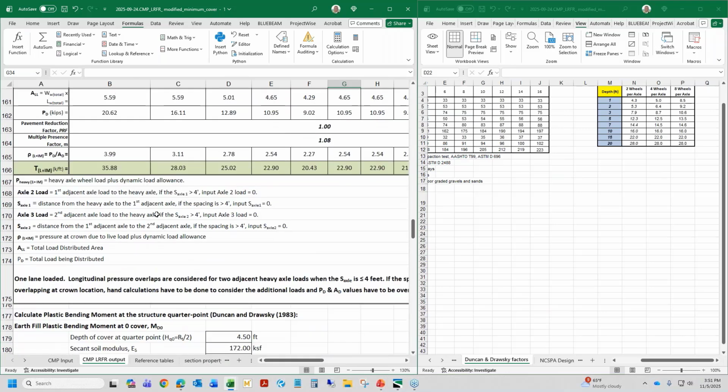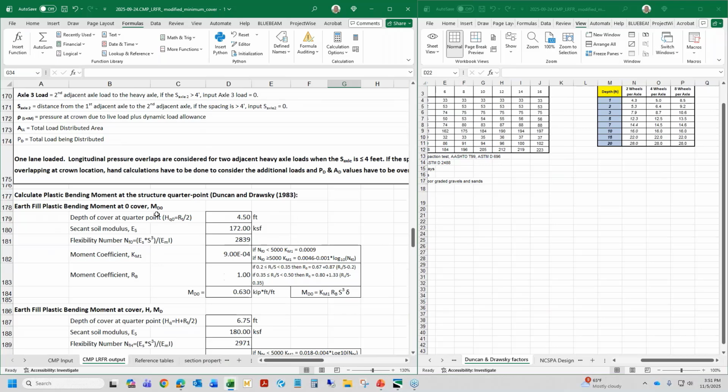Continuing on, this is what's new. Everything that was done before was in the spreadsheet before. What becomes new is we now start looking at the plastic bending moment at the structure quarter point. And this is using the Duncan-Drosky method. There are a number of different factors in the Duncan-Drosky method, and they're based on logarithmic relationships. If you ever want to, you can get the report. It's not easy to get to, but you can get the report if you ever want to see what's going on. But you can also look at the MPE and the formulations in BRR, and it'll actually explain to you how this particular procedure works.